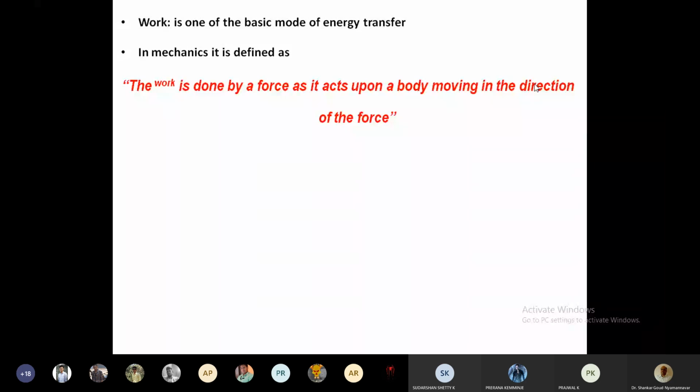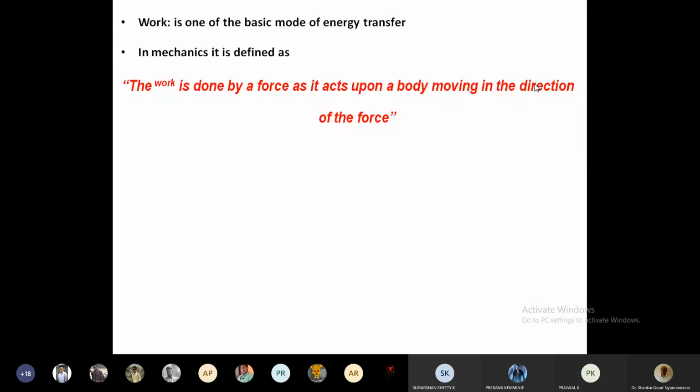Suppose you take this example: the moon is rotating around the Earth, or the Earth is rotating around the sun. There is a gravitational force of attraction acting on the moon, and the moon has a mass and it is moving. It is getting displaced, going around. Whenever the moon takes one round around the Earth, it travels many lakhs of kilometers. So is any work done there? There is a gravitational force of attraction acting on the moon. Therefore, it is in the Earth's gravitational field.